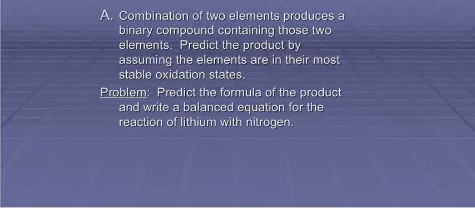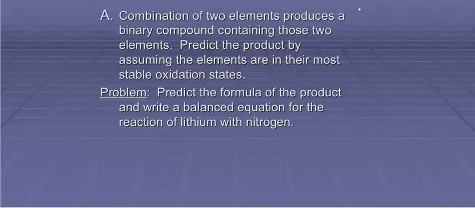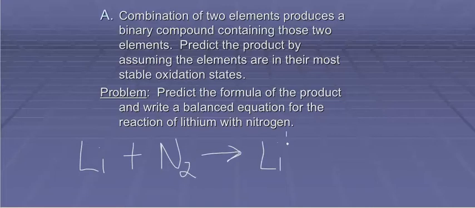First look at binary compounds. This is a combination of 2 elements. It will produce a binary compound, and we're going to predict the product by assuming the elements are in their most common oxidation states. So if I react lithium with nitrogen, which is diatomic, using the most common oxidation states, lithium is a +1, and N, most commonly, -3. That'd be Li3N would be the product, and then I could go back and balance that equation like this.